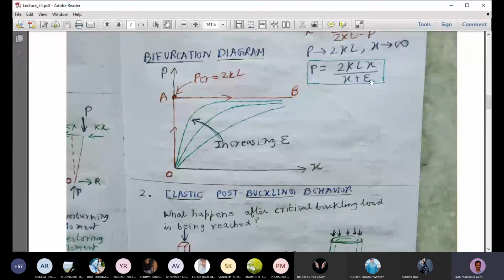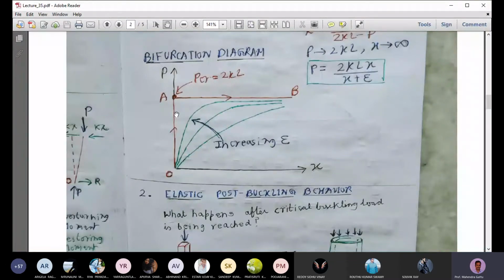So as epsilon goes to 0, these curves approach the mathematical solution. This line will become more and more vertical, and it will get closer and closer to OA. So please change this: this is decreasing epsilon, or the arrow should be reversed. With decreasing eccentricity, the experimental result will get closer and closer to the mathematical solution.